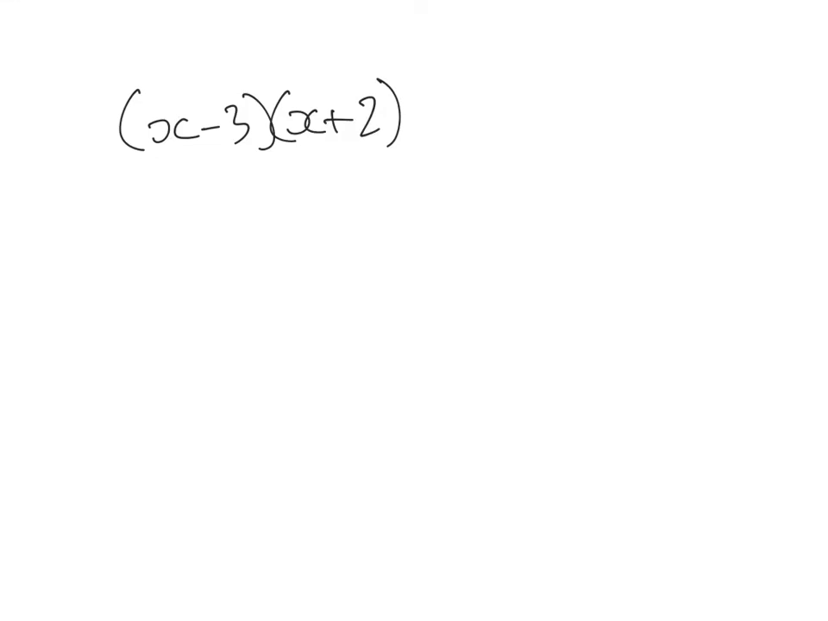Okay, so here we're going to look at multiplying out double brackets. Now, as you can see, we have in each bracket two terms. So if we identify the terms first, we have an x, we have a -3. So remember the sign goes with the number, so that's -3. We have an x and we have a +2.